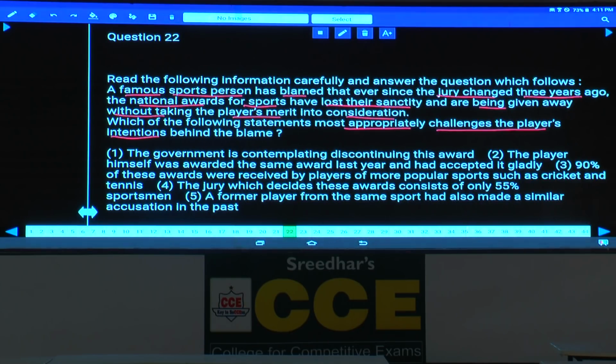Now, the government is contemplating discontinuing the awards. Whatever the government is thinking, no information is given about this, so one is ruled out. The player himself was awarded the same award last year and accepted it gladly. If this person believes that for the last 3 years the jury is not awarding the awards properly, but last year he got the award and took it gladly, that means he agreed they had given it properly. Yet now he is claiming that they have not given properly. Hence, his claim is wrong. Then what is your answer here? Choice 2 is the answer. Are you following this or not?